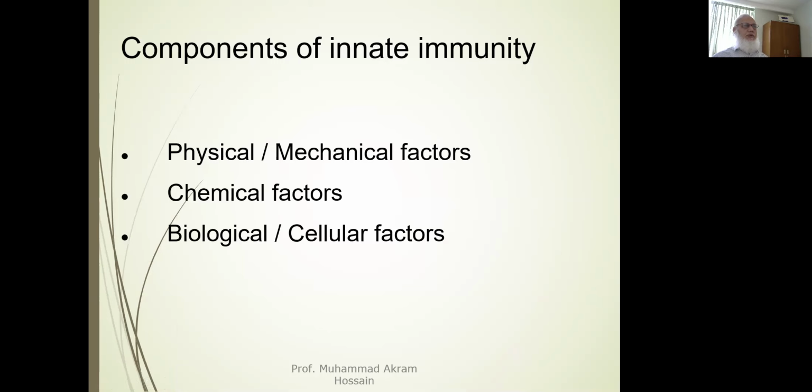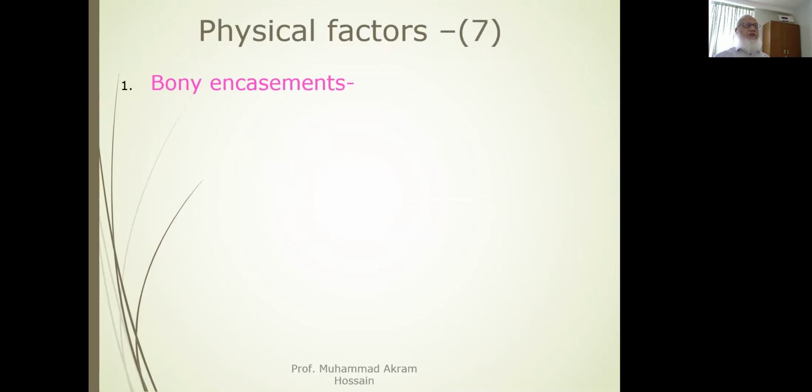So what are the components of innate immunity? Components can be described as physical, chemical, or biological factors. Physical, which you can touch, chemical you know, and biological. Physical factors, there are 7 physical factors, of which to me, number 1 is bony encasement. In many books, it is not mentioned, but I think bony encasement is the most important.